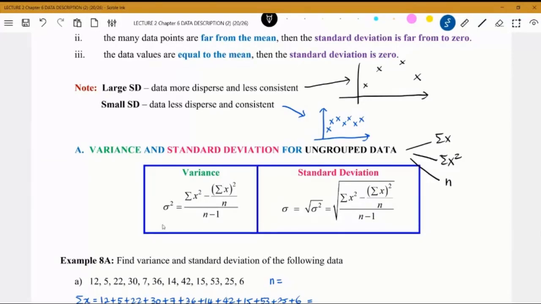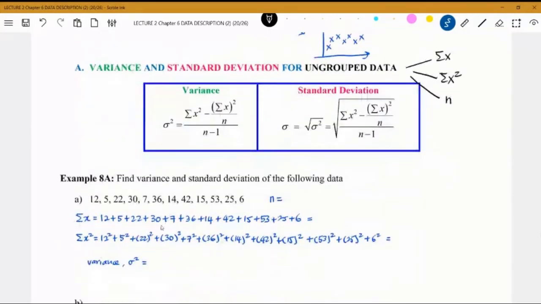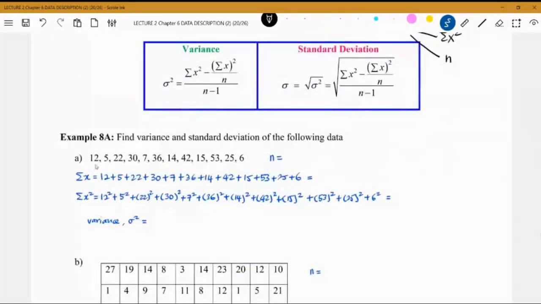Okay, so let's go through example 8a. Starting, we need to find the value for n. The value for n here is 12. For summation x and summation x squared, the add-up must be written. Even if you use a calculator, in the solution you must show this addition. What should we get for the summation x here? Add it up.